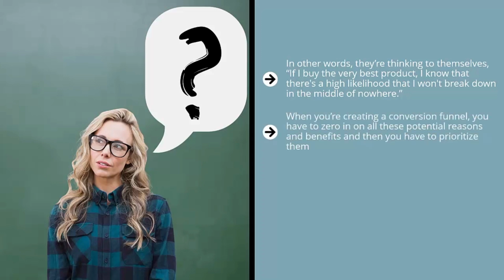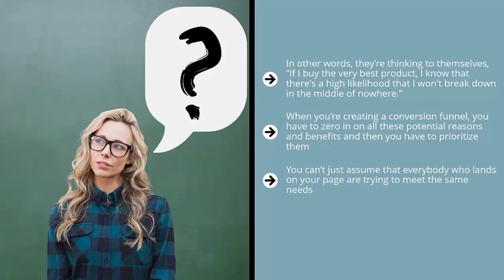When you're creating a conversion funnel, you have to zero in on all these potential reasons and benefits, and then you have to prioritize them. Which are more likely? Which could be tied to questions? Which are more practical? But whatever you do, your sales funnel must speak to all these different needs to push people down the funnel. Remember, different benefits appeal to different people, so when you get all these clicks from your paid Facebook ad campaigns or from your organic article marketing, your sales funnel must have enough information in it to appeal to different types of people.